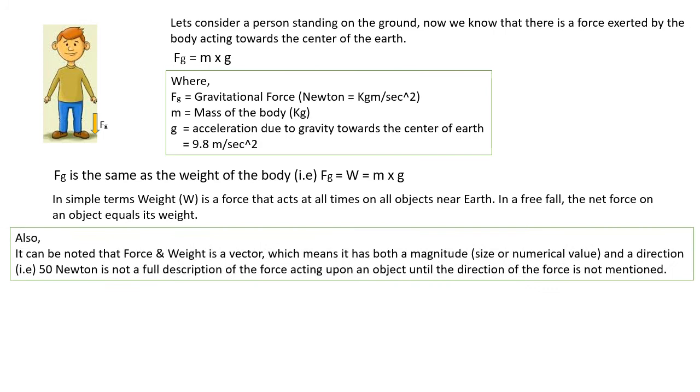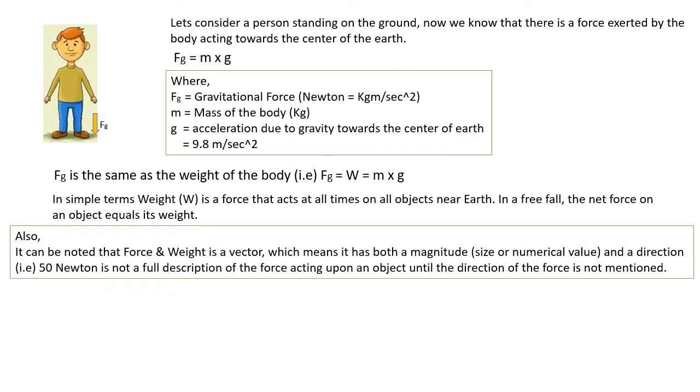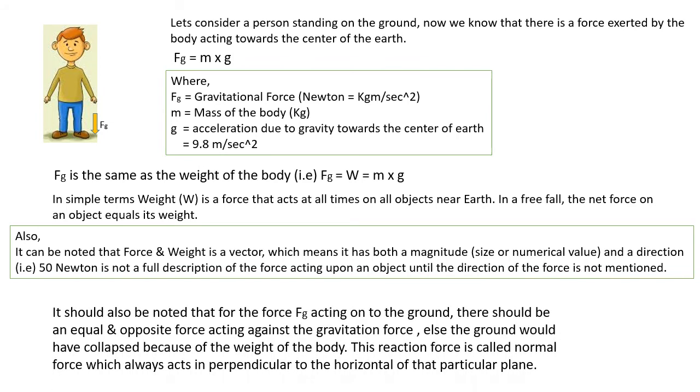Force and weight both are vector quantities, which means 50 Newton of force is not the full description of it until a direction is specified. It should also be noted, for the force Fg acting onto the ground, there should be an equal and opposite reaction force, which is called the normal force. And this force always acts perpendicular to the horizontal of that particular plane.